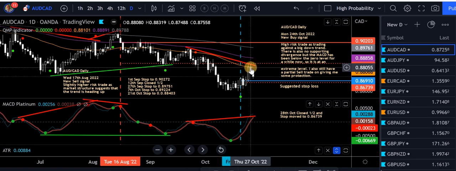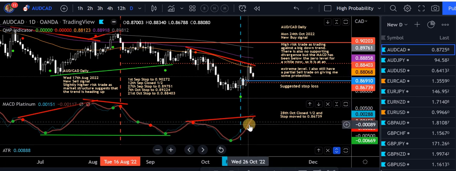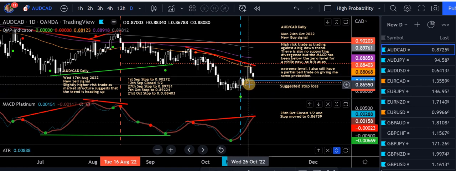I should have taken half off there. I should have taken half. I don't know why I didn't. It's hard to see in the video, but there's 2 lines on the MACD Platinum. Generally, when I'm going against the trend, if price gets to the moving averages, that's when I close half.